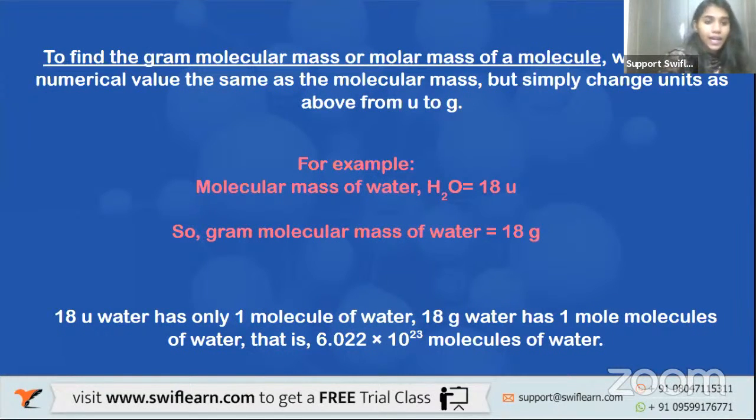Now, moving ahead, to find the gram molecular mass or molar mass, as said earlier, you just convert U to G. Now, if I take the molecular mass of water, how much is it? 18 U. How do you find that out? 2 hydrogen atoms, right? 2 into 1, and what is the mass of 1 oxygen atom? 16. So 2 plus 16 is 18 U. If I have to convert it into molar mass, we will cut the U and put G. That's all. Clear?